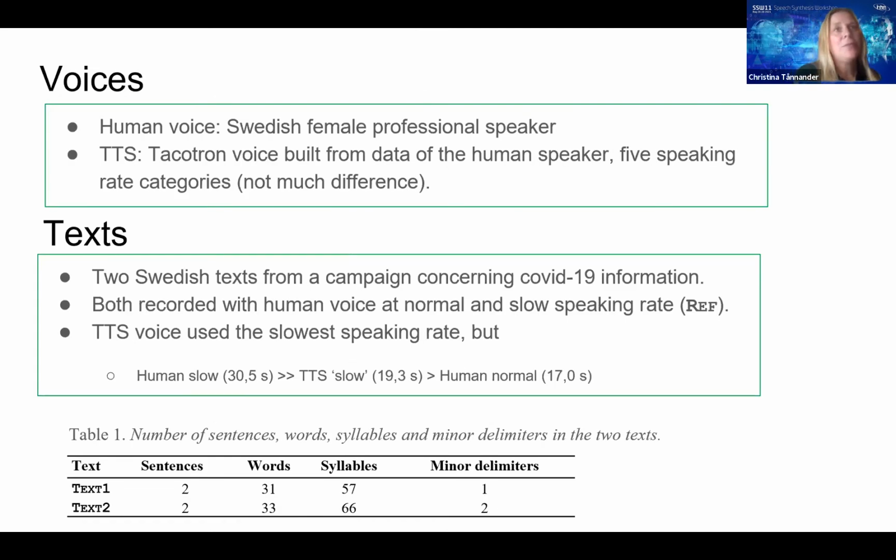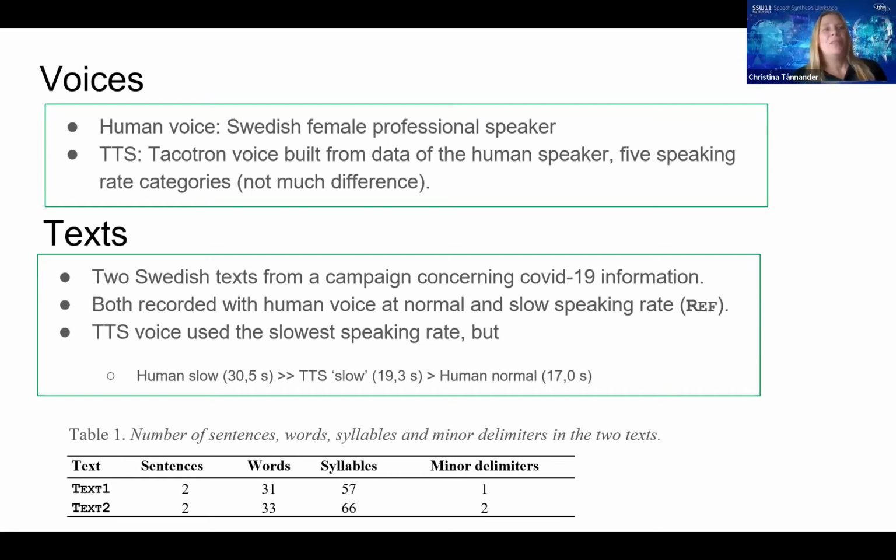The voices used. We had the human voice, a Swedish female professional speaker. And then we have the synthetic voice. It was a Tacotron voice built from data of the very same human female speaker. So it was the same voice, both in human and synthetic representations. The TTS, it's possible to synthesize speech at 5 different speaking rates, but as you say, it's trained on speech at normal speaking rates. So the differences between the 5 categories are not huge. You can say that the slowest speaking rate is hyper-articulated and a bit slow.